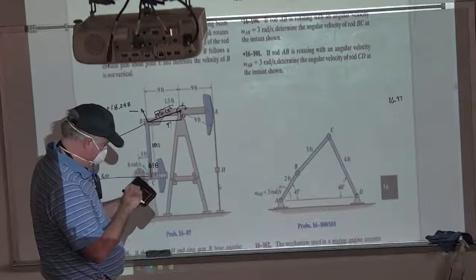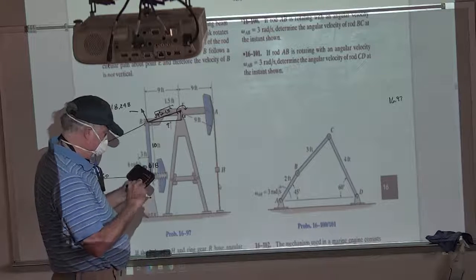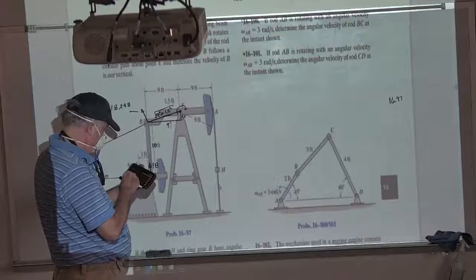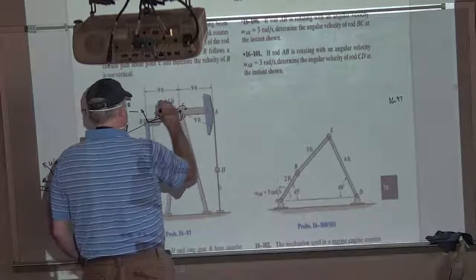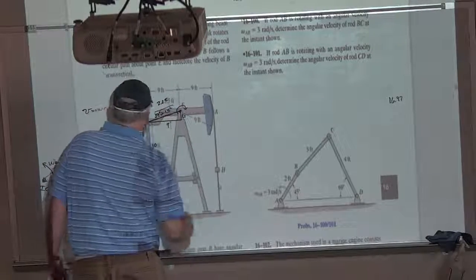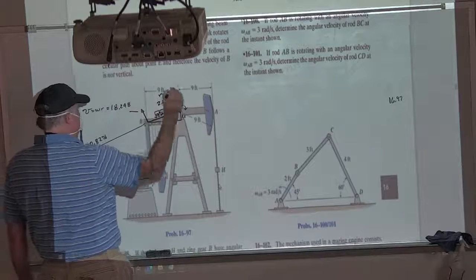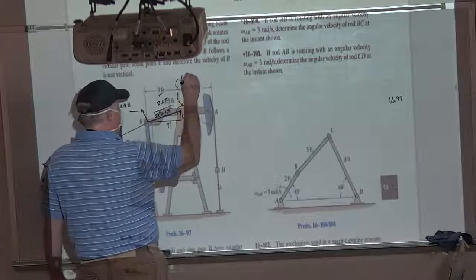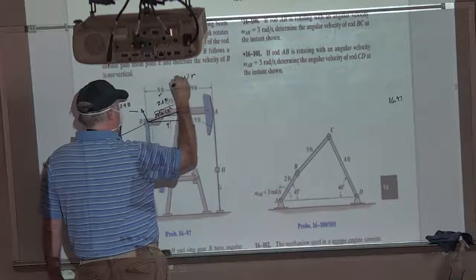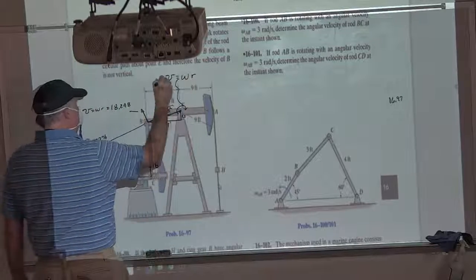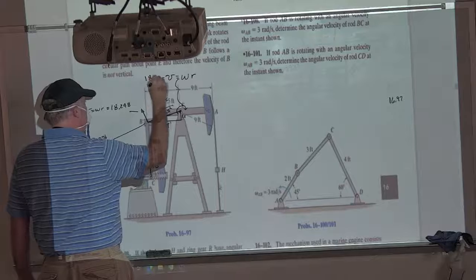1.5 squared, square root, 2.25. That's the r, this is the velocity. So the omega here times r is equal to the velocity. That is equal to 18.248.